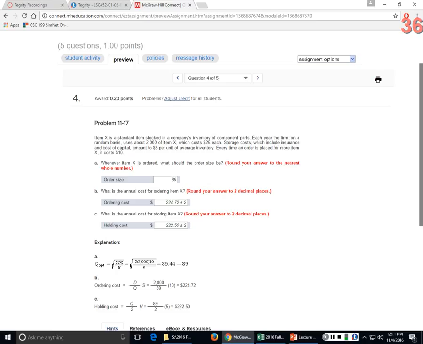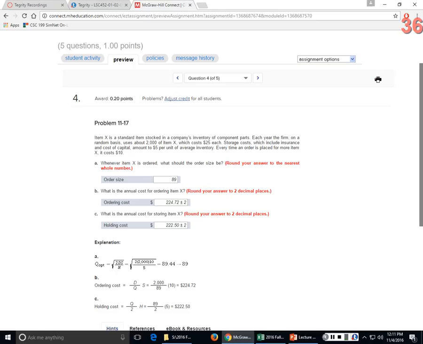Now I've got these already set up, and it's just a matter of plugging into that equation. You can see they've done that here: 2 times the annual demand of 2,000 times the setup cost of $10 per order, divided by our holding cost of $5, and we take the square root of that. Our optimal Q is 89.44, and it says to round your answer to the nearest whole number, so we round down to 89.